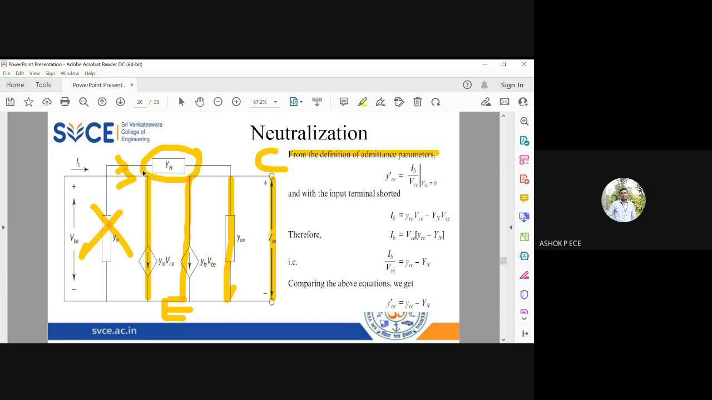Okay. So this IB is essentially getting split into two components. One value is YRE into VCE, and another value is this one. I put a minus sign because I assume that it is going to come like this. So the two currents are coming and one current is going out. Whenever you consider a two-port network like this, all the currents are assumed to flow towards the network, right? So that is the reason why the current flow in YN is assumed to be from collector to base, minus YN into VCE.